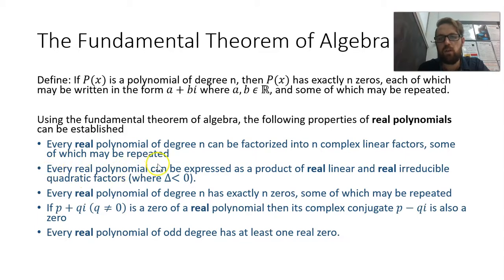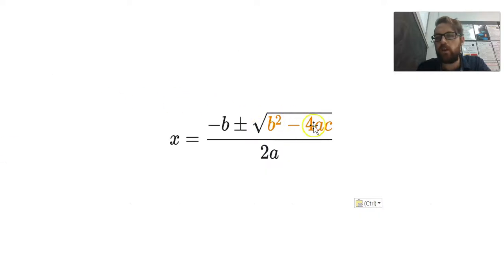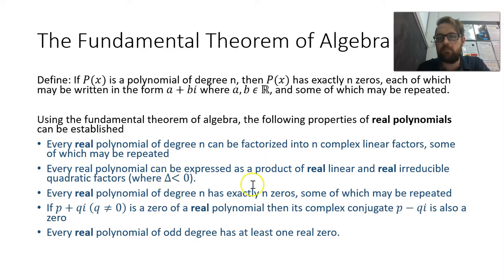Every real polynomial can be expressed as a product of real linear and real irreducible quadratic factors. So this little delta has to be less than 0, and that delta is what we call, if you remember, the discriminant. If I just jump across here, that was when we had a quadratic equation. As you can see highlighted in orange, b squared take 4ac, that's the discriminant. So if that's less than 0, then that second rule applies.